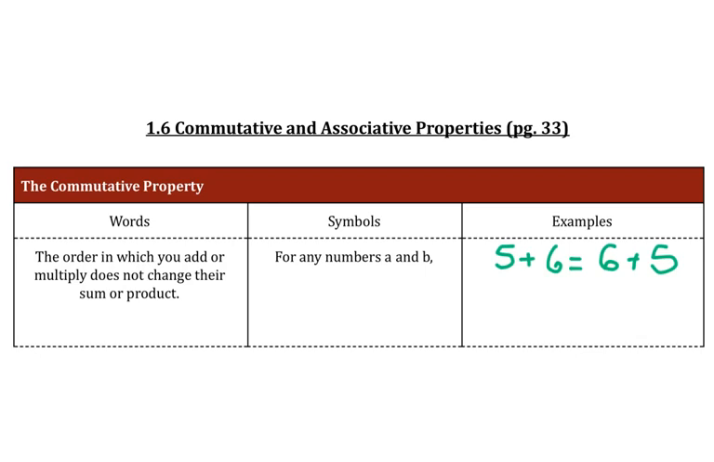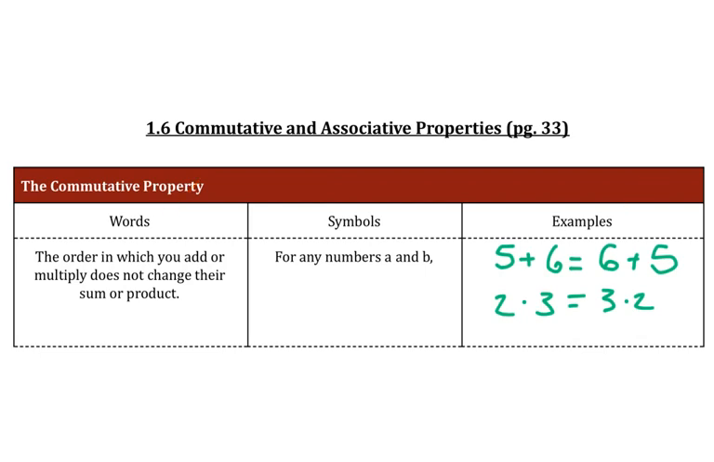I can also say the same thing for multiplication. If I were to have numbers like 2 times 3, that would also be equal to 3 times 2. So you can multiply in any order, you can add in any order. So if I visit the words in this column, the words say the order in which you add or multiply does not change their sum or product. So it's basically saying the answer to an addition problem and the answer to a multiplication problem do not change if you do them in a different order. So this is the words column.